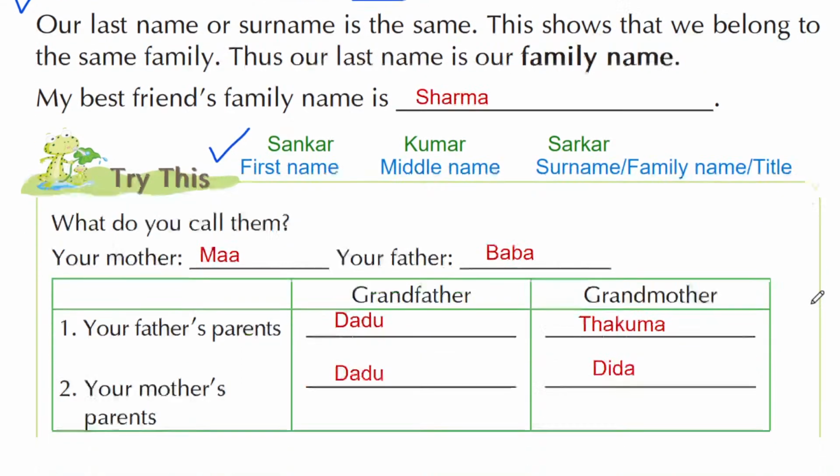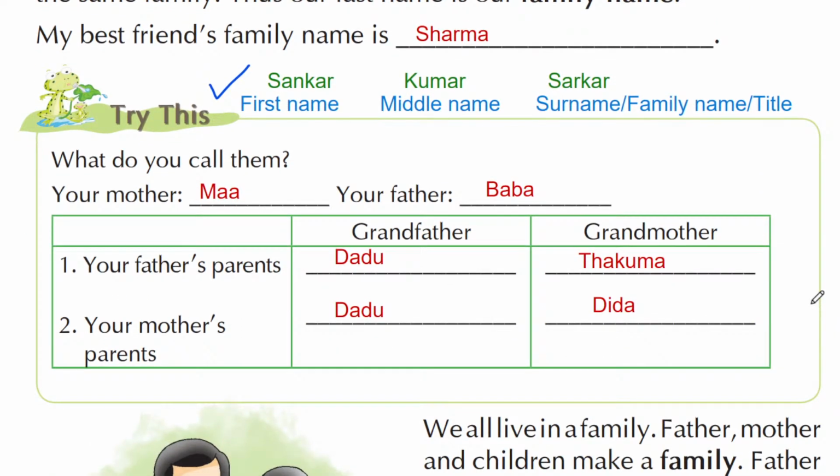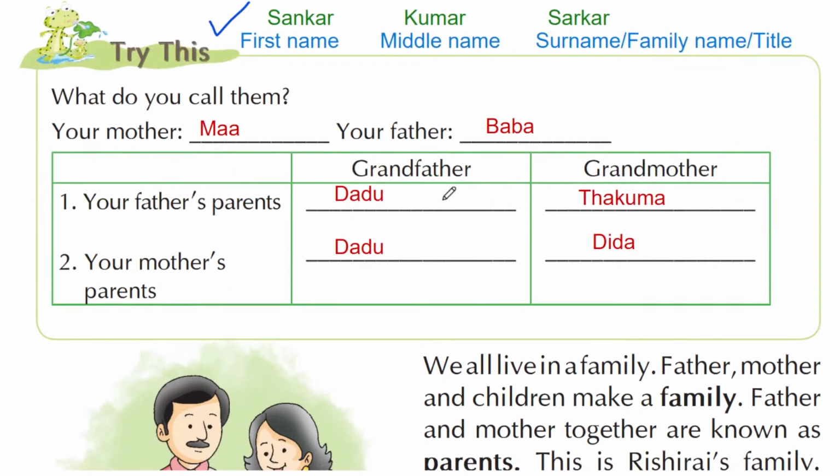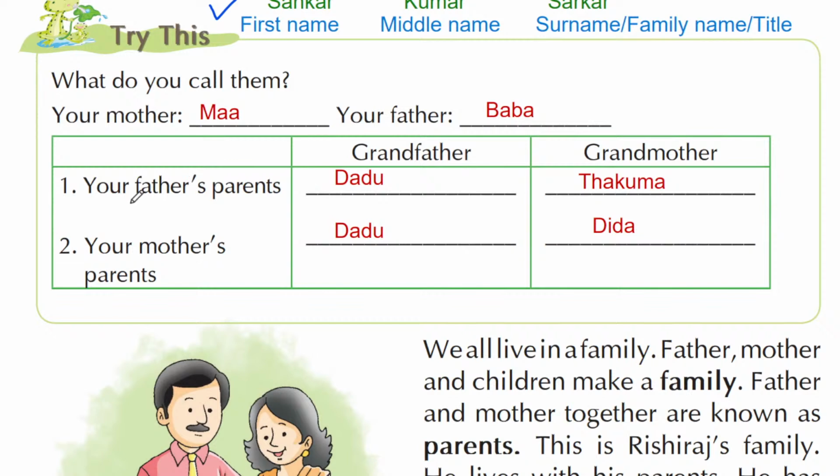Now let's move on. What do you call them? So what do you call your mother and father? I call my mother Ma, and I call my father Baba. So you have to write down what you call your mother and what you call your father. Next, you have to write down your father's parents. So how do you call your grandfather? I call him Dadu, and I call my grandmother Thakuma.